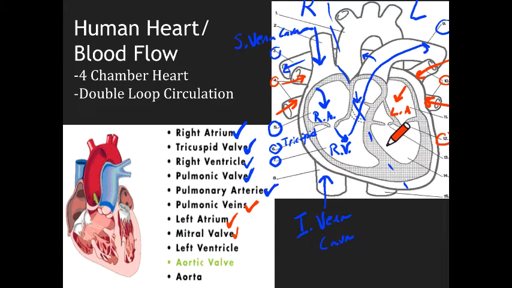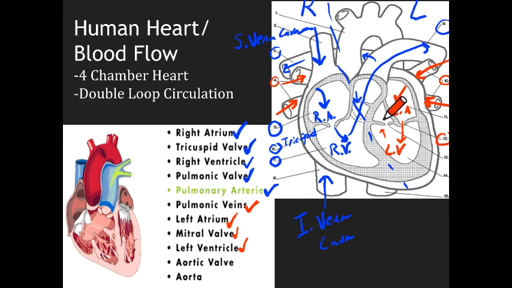And then we get into the left ventricle, which is our pumping chamber. Now we're pumping out somewhere, right? Ventricles pump. So this is going to pump out not to the lungs. We don't need oxygenated blood going there. So where do we need oxygenated blood going? We need it going out to the body.